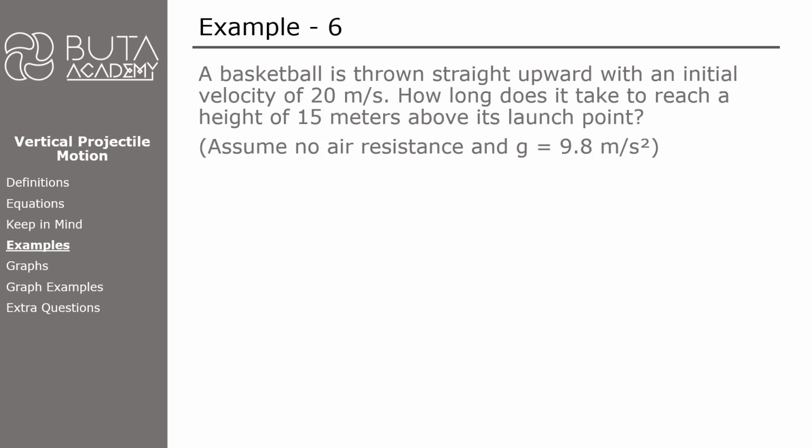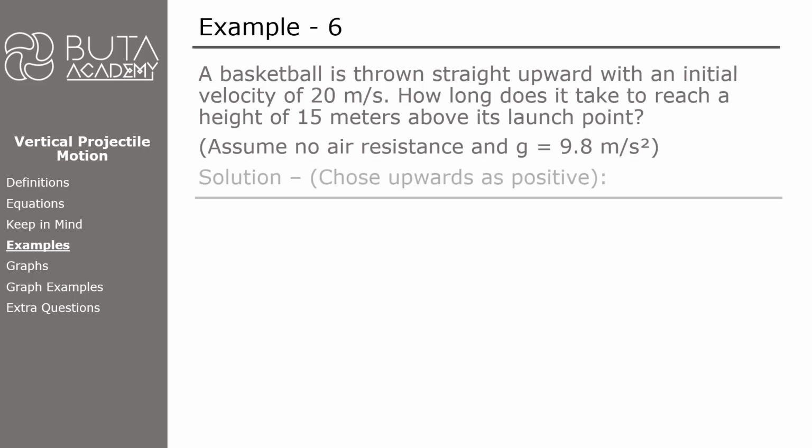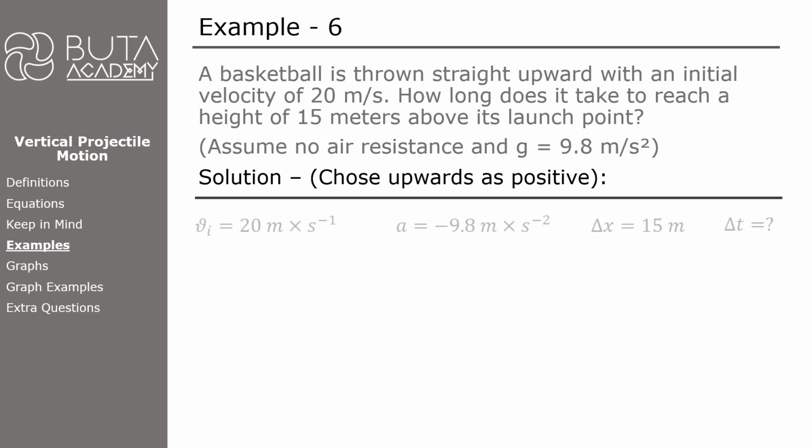A basketball is thrown straight upward with an initial velocity of 20 meters per second. How long does it take to reach a height of 15 meters above its launch point? As usual, we start the solution by deciding the positive direction. The ball is thrown upwards, therefore, throughout the solution, we consider it as the positive direction.